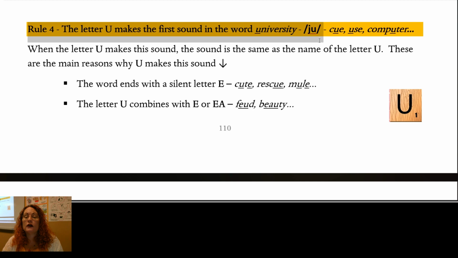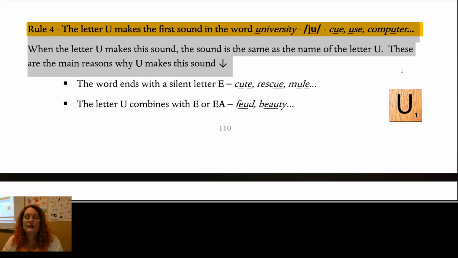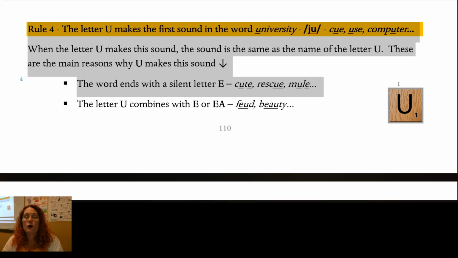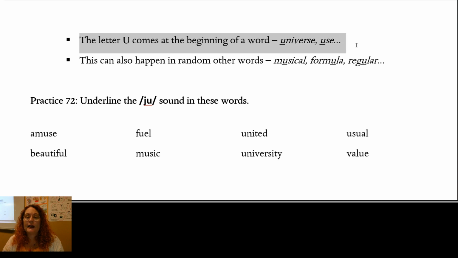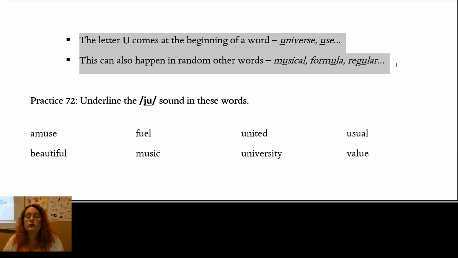Rule 4, the letter U makes the first sound in the word university. U. For example, cue, use, or computer. This is like the name of the letter U. This often happens when there's a silent E at the end. For example, cute, rescue, or mule, or when U combines with E or EA, as in feud or beauty. It can happen when U comes at the beginning of a word, like universe or use, and sometimes it just happens randomly. For example, musical, formula, and regular.